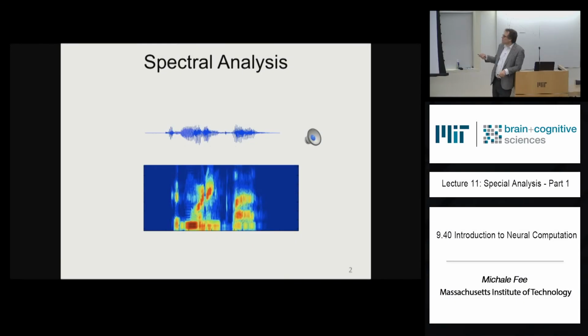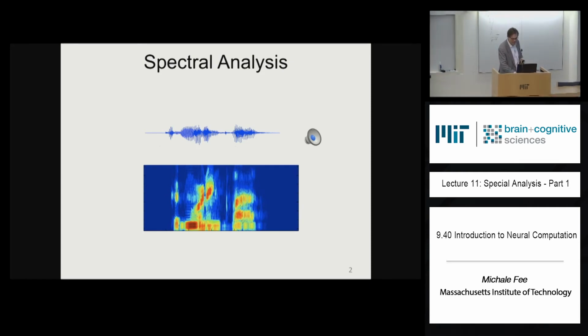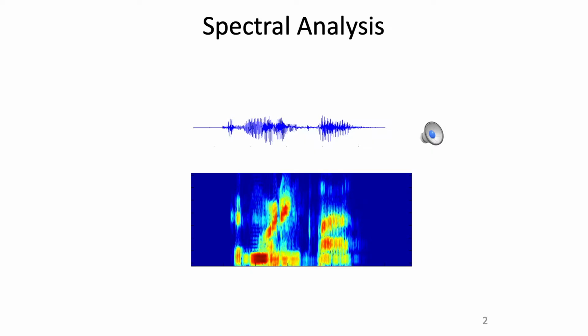So who remembers what that's called? Spectra. A spectrogram. Good. And it's a spectrogram of me. Good morning, class. Okay. So it's a spectrogram of speech.